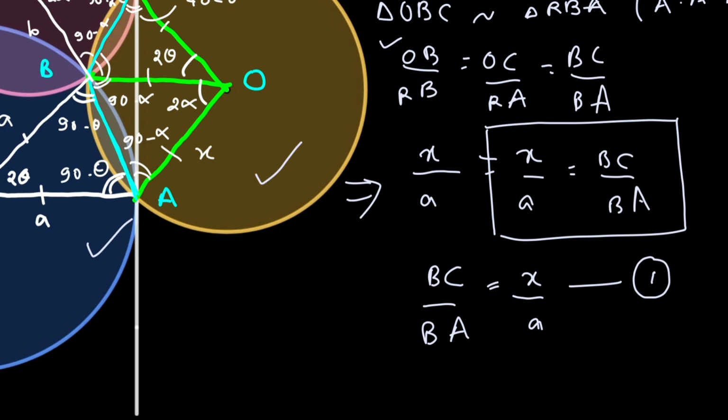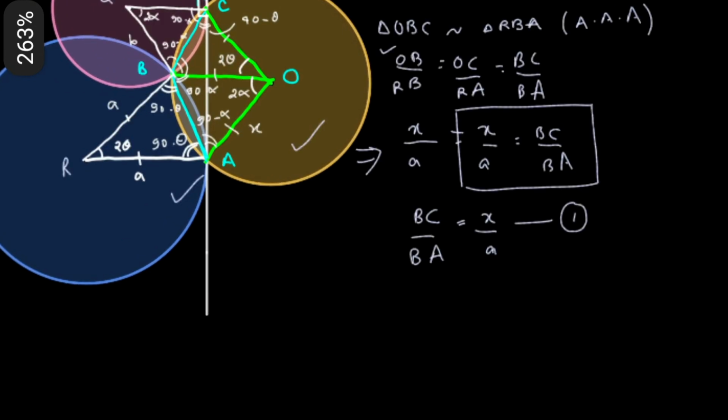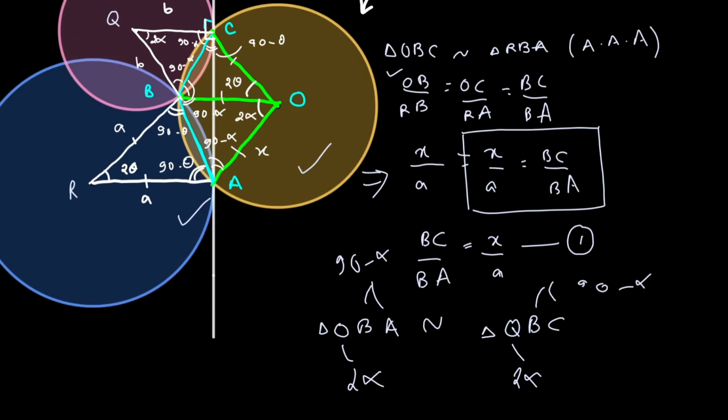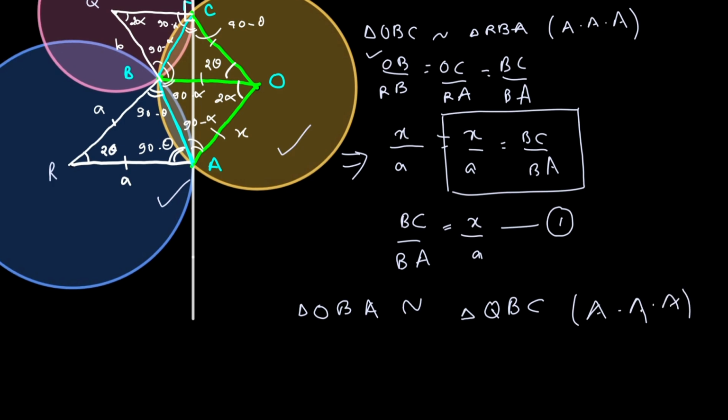Now let us take the second pair of similar triangles in this diagram, and I think you might have already guessed. The first triangle is the triangle OBA, and this is similar to the triangle QBC. We can see that in the triangles OBA and QBC, all three angles are equal, and this makes these two triangles similar to each other by the angle-angle-angle property, and I have already written the names according to this correspondence.